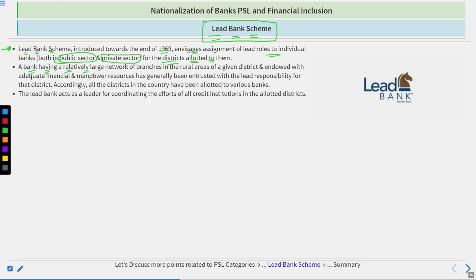A bank having a relatively large network of branches in the rural areas of a given district, endowed with adequate financial and manpower resources, has generally been entrusted with the lead responsibility for that district. Accordingly, all districts in the country have been allotted to various banks so that the banks could discharge their responsibility. The lead bank acts as a leader for coordinating the efforts of all credit institutions in the allotted districts.